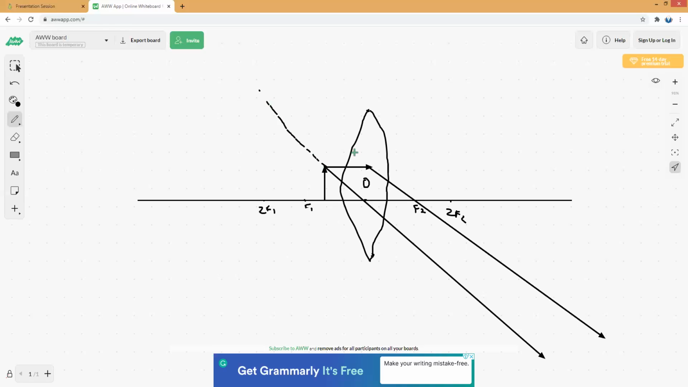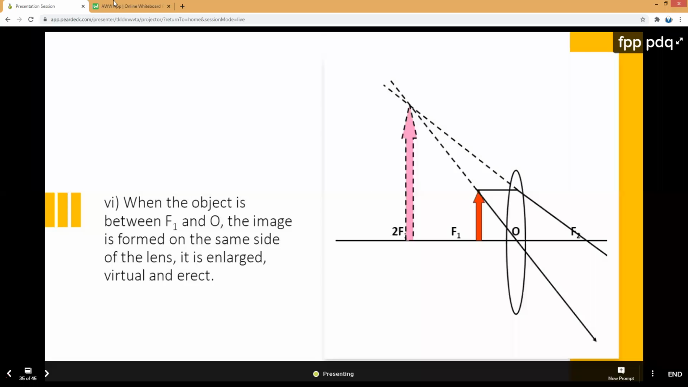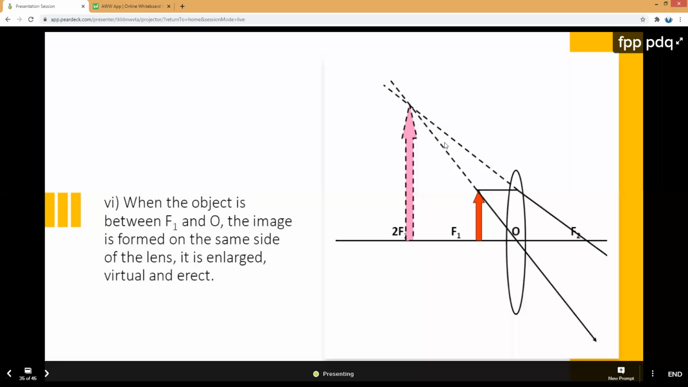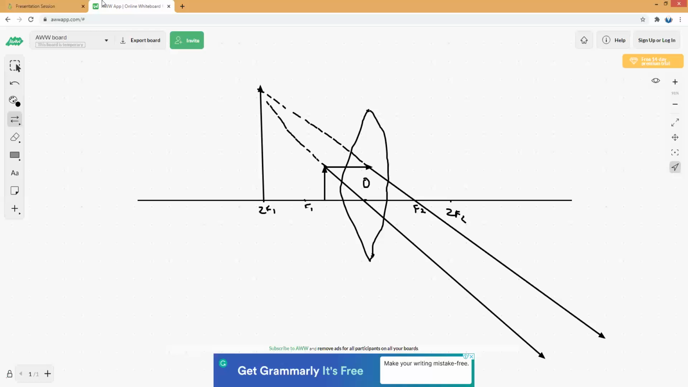So this is how it will go. The second one, something like this, and you have a straight line object. Can you see? Same thing. It's not necessary that it should always form at 2F1. It can form anywhere depending on how your rays are. But you can understand that.